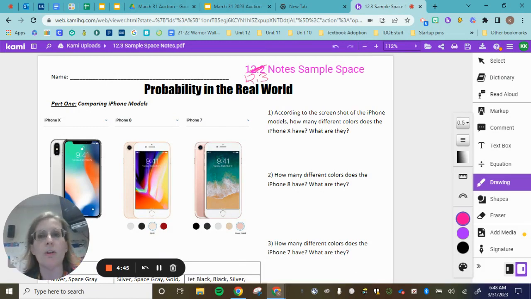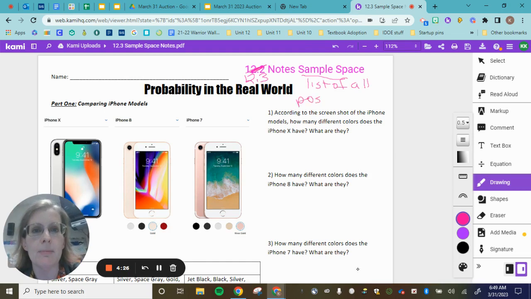So 12.3, we're talking about sample space. We talked a little bit about sample space in the 12.2 lesson. Sample space is the list of possible outcomes. So that's what we're going to talk about today. How do we find the list of all possible outcomes?